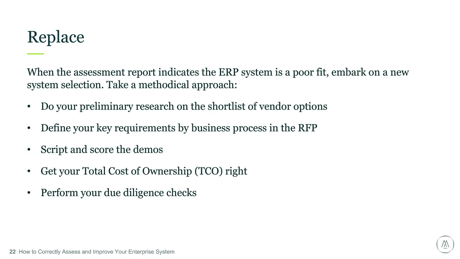So when you're embarking on a new system selection, you should follow a tested, methodical approach. We've talked about the recommended system selection approach in a previous webcast. But to summarize it, the approach I would recommend would include the following steps. You should do your preliminary research on the short list of vendor options. You should define your key requirements by business processes and make sure you document this in the RFP to the vendors.